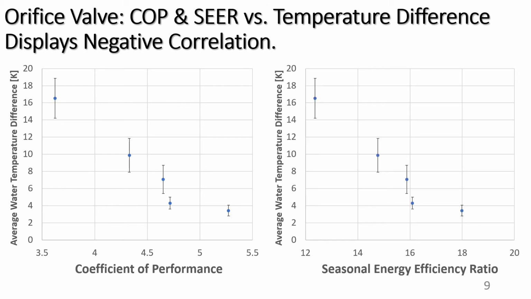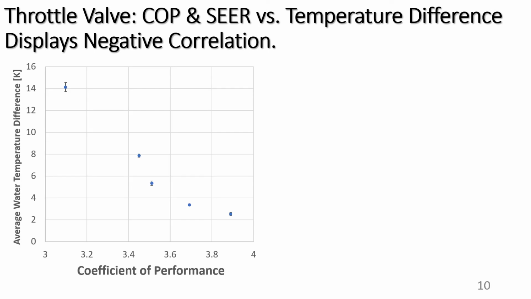The same trend can be seen with the chiller's seasonal energy efficiency rating. For air conditioners, the higher SEER value is better because it leads to greater cost savings. The highest SEER value recorded for the orifice valve was 18 at the smallest delta T of 3.4 Kelvin. According to the U.S. Department of Energy, 14 is the minimum efficiency standard for the southeast region of the United States. The maximum COP for the throttle valve was only 3.9 compared to the orifice COP of 5.3.